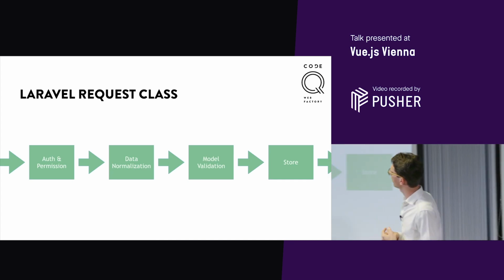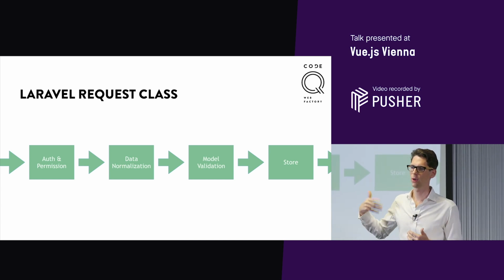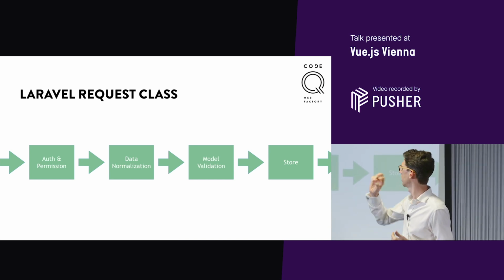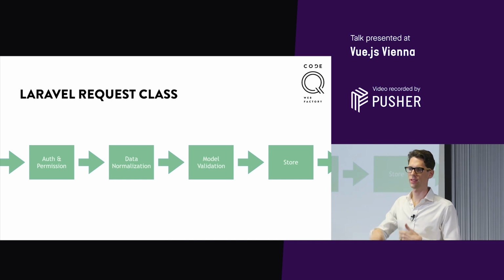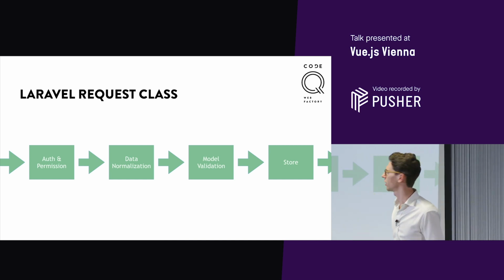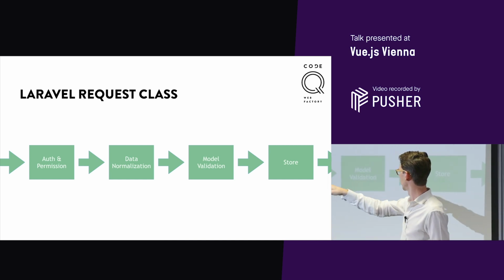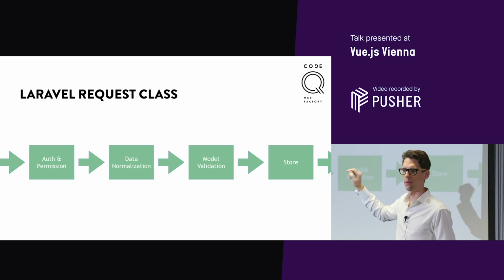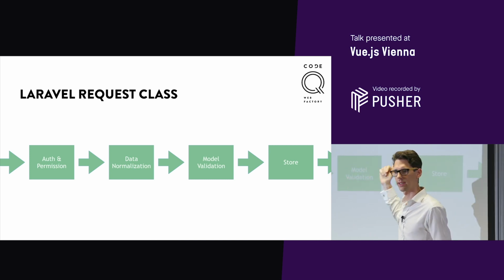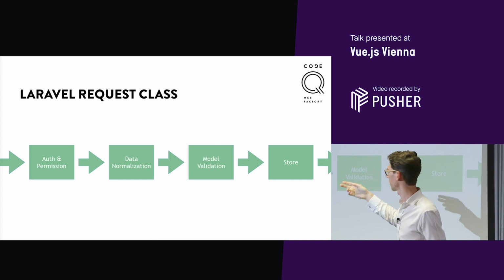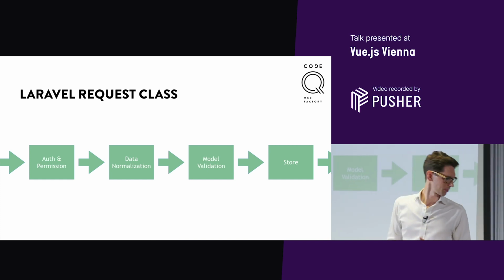So if you have a backend, it's pretty simple. The way you process the requests is linear. You make sure that the user is actually logged in and that they're allowed to change it. Then you do some normalization. Then you do the model validation. Things like, is the number bigger than 5 and these kinds of things. And then you can store it.